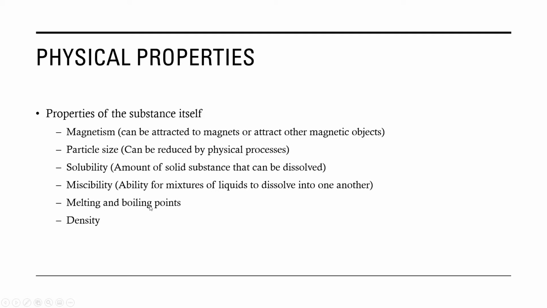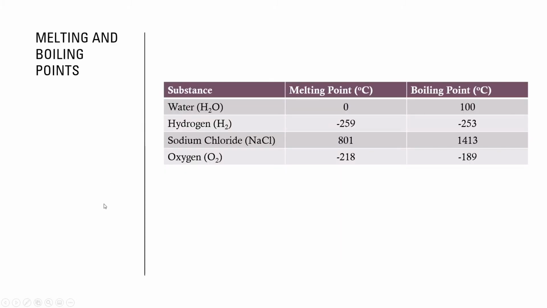We also have melting and boiling points, the temperature at which things melt and boil. We also have density. Now these two, in a second, I'm going to be looking at in a lot greater detail. So first off, we have melting and boiling points. Every single substance has a different melting or boiling point. So for example, water melts at 0 degrees Celsius, hydrogen melts, so turns from a solid to a liquid, at negative 259 degrees Celsius. Sodium chloride melts at very high temperatures at 801 degrees Celsius, and oxygen goes from a solid to a liquid at negative 218 degrees Celsius.